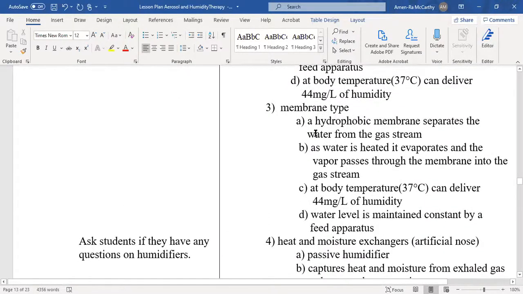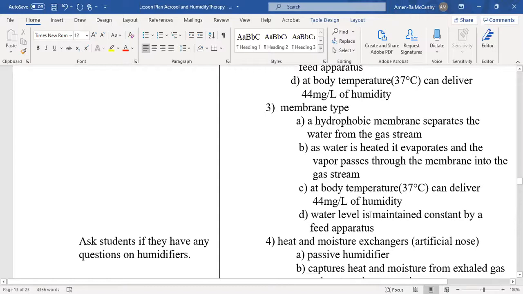All right, here's the membrane type. The membrane type is a hydrophobic membrane that separates the water from the gas stream. As the water is heated, it evaporates and the vapor passes through the membrane into the gas stream. At body temperature, it can deliver 44 milligrams of humidity, which is 100% relative humidity. All right, water level is maintained how? A feed apparatus. Okay, so they're just showing you there are different types of cascade.